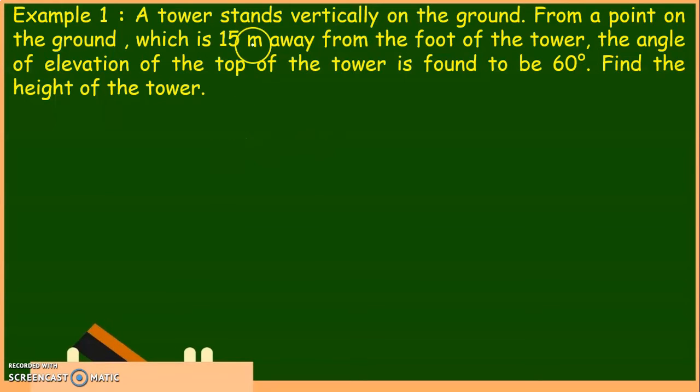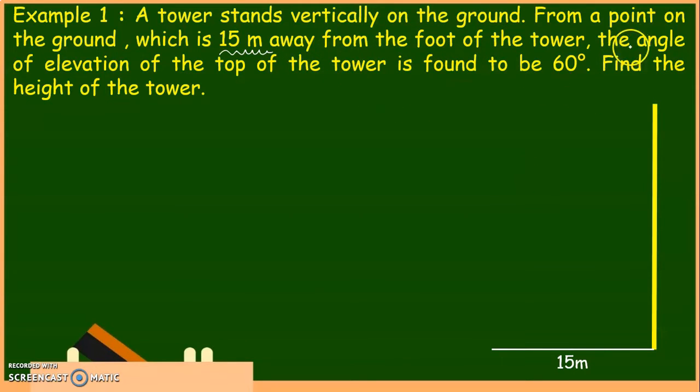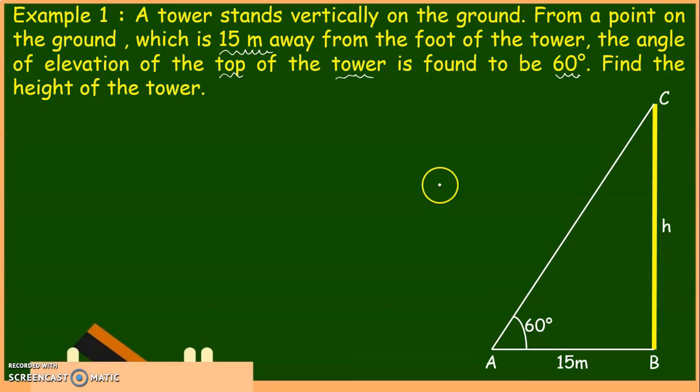So here, a tower is standing vertically on the ground. Let's say here we have the tower, and the point on the ground is 15 meters away from the foot of the tower. From that point, the angle of elevation of the top of the tower is found to be 60 degrees. So here we get the figure, and we have to find the height of the tower. We want to find this line BC, that is the height of the tower.